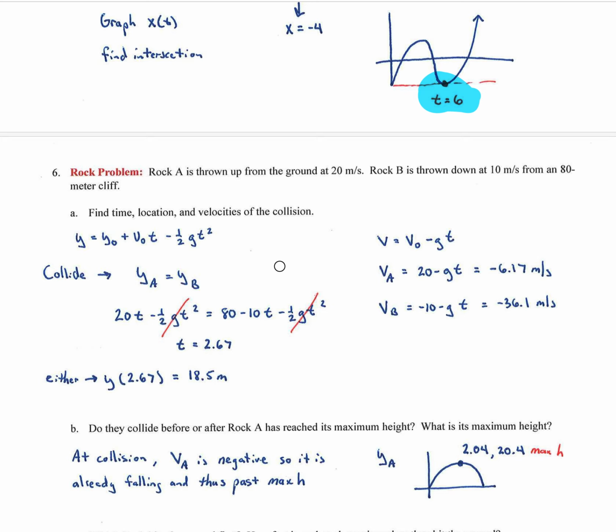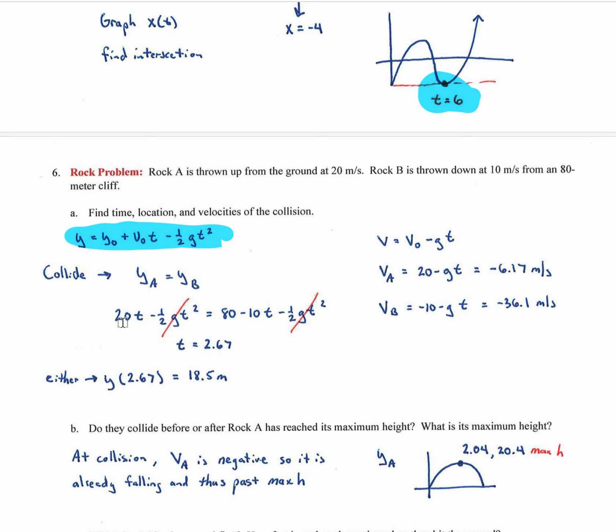All right, rock question. Rock A and rock B. I chuck a rock up, I chuck a rock down, and I want to know all sorts of stuff. So the first one says find time, location, and velocity of the collision. So here's our standard free fall equation where we're under the influence of gravity and gravity only. If we want them to collide, we want their heights to be the same. So I just set the rock A function and the rock B function the same.